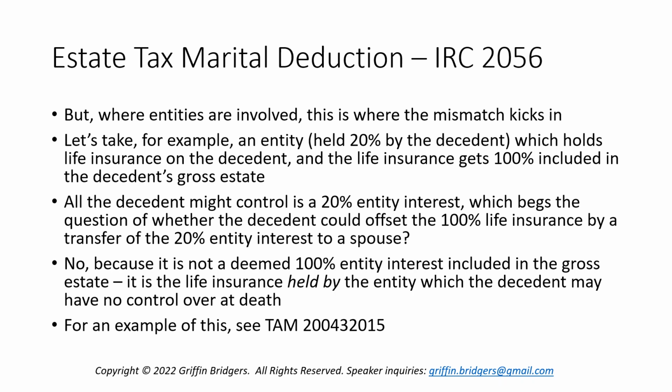Instead, it's the life insurance itself that's held by the entity, which the decedent has no control over to dispose of at death. So if the decedent was somehow able to look through the entity and send the life insurance to the spouse, we could somehow get this marital deduction. But a lot of entities won't have that level of control.